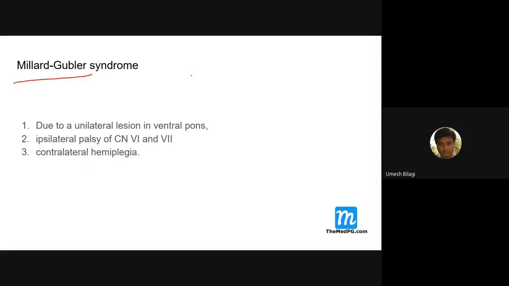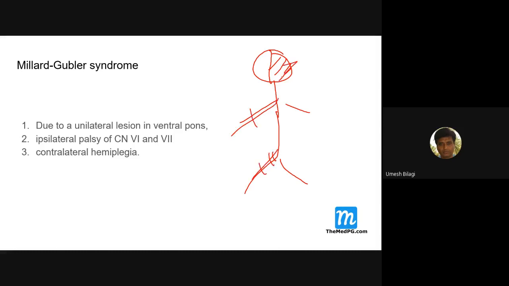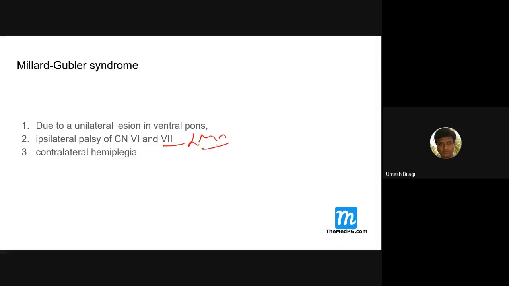So in Millard-Gubler syndrome, okay, I should draw a diagram here. This is a face. There is a crossed hemiplegia. If this is damaged, the weakness is on this side. So this is a crossed hemiplegia in Millard-Gubler syndrome. That is because of sixth cranial nerve palsy and seventh cranial nerve palsy. Facial muscle weakness will be there, and it is a lower motor neuron type of facial nerve weakness, with the contralateral hemiplegia.